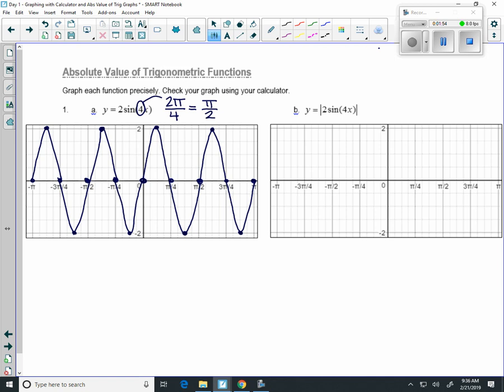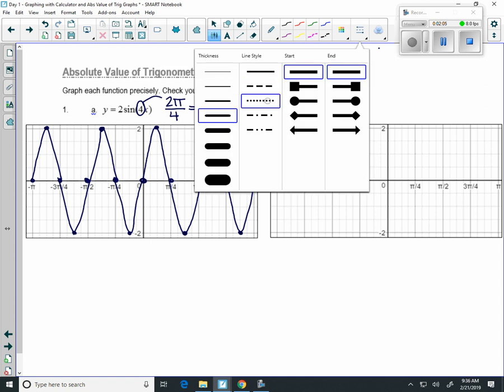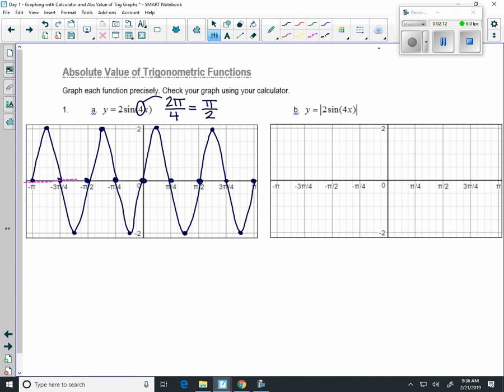Okay, vertical stretch of 2 or amplitude of 2, and then period of pi over 2. So what does absolute value do? It makes all your y values positive. Absolutely. Every y value becomes positive. So what it's going to do to our trig graphs is it's going to take this midline and we're going to bounce off it. So instead of going like a wave above, below, it's going to go above, above.